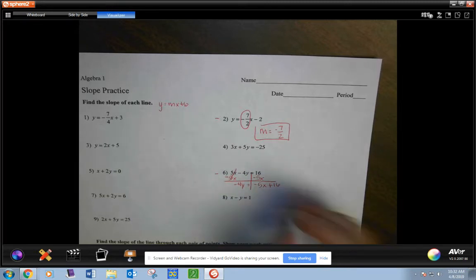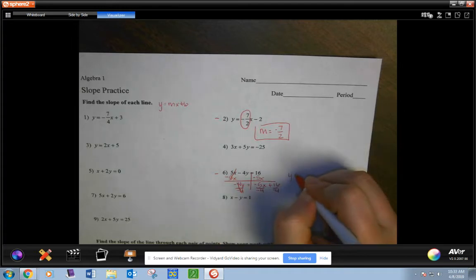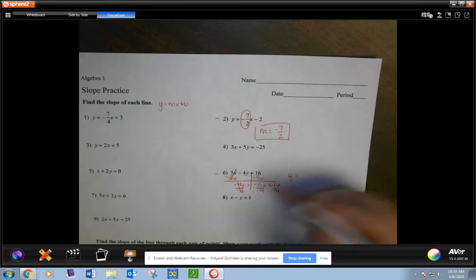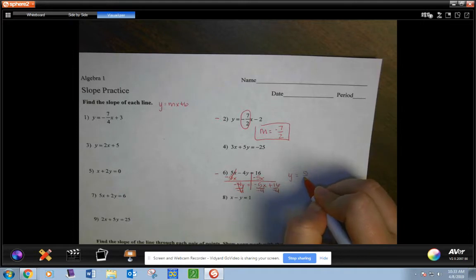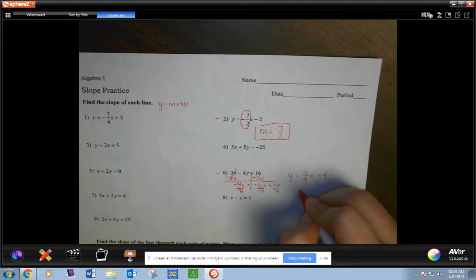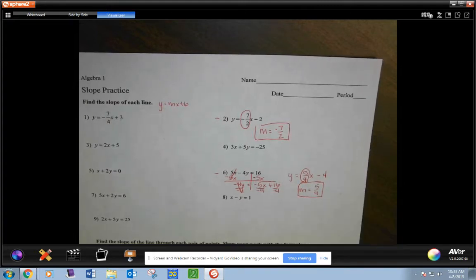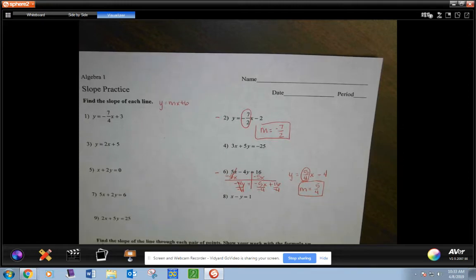Okay, now divide by the number in front of y. And when we divide by the number in front of y, we divide everything by that number. And that gives me y equals a negative divided by a negative is a positive, and I can't do 5 divided by 4, so 5/4 x, and a positive divided by a negative is a negative 4. All I want is the slope, which is the number in front of x, so m equals 5/4. Circle, box, do something to your answer. That's how you're going to do the top 9 questions, okay?